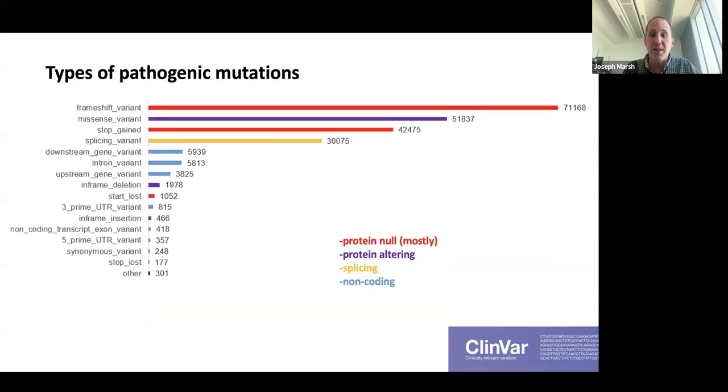So this is a plot showing disease-causing mutations in the ClinVar database. This is a database that clinicians use for keeping track of genetic variants that are known to cause genetic disease. It's split up by the molecular consequences of them. You can see the biggest group is frameshift variants. Those cause out-of-frame proteins that generally will be completely non-functional or often degraded by a process called nonsense-mediated decay. So they're essentially protein null. They completely destroy the protein.